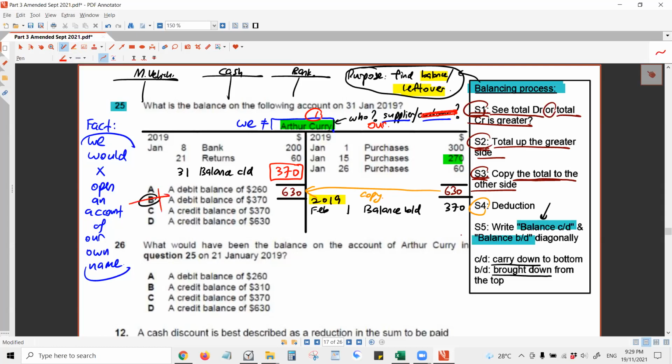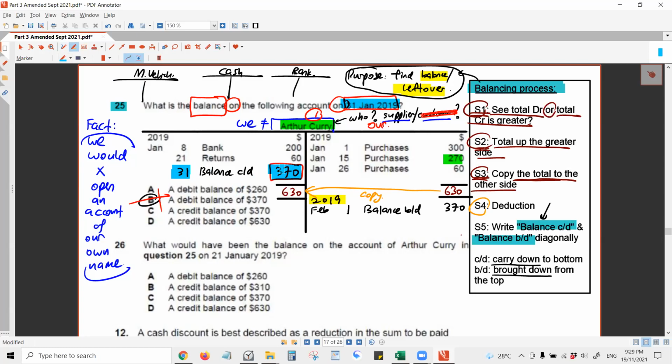Reason, they told me that the question asks for the balance on the following account on 31st January 2019. They told me about the date. Because the date is 31st January 2019, then we should refer to here, right? Then shouldn't the answer be B? Students would tell me this as the reason, because they are looking for the balance on 31st January.